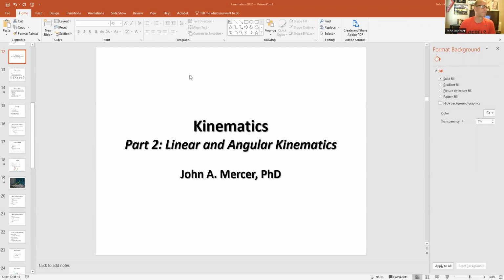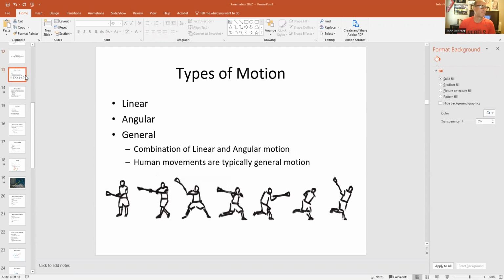Let's go through it. In a previous presentation, I described the three types of motion: linear, angular, and general. Linear is all points of an object travel the same distance, either in a straight line, rectilinear, or in a curved line, curvilinear. And angular motion is about an axis. And general motion is a combination of linear and angular motion. And as I've talked about before, when we are studying human movements, it's almost always general motion.